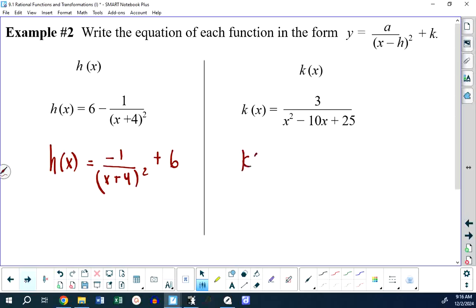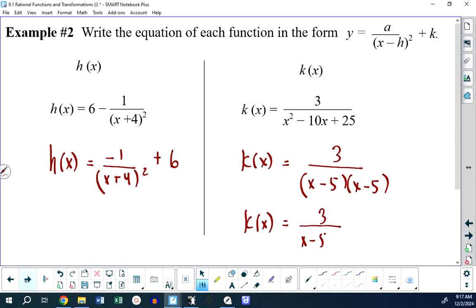For k of x, we can recognize that this denominator happens to factor into x minus 5, which is x minus 5 squared. And that means that if you start with y equals 1 over x squared, k of x is 1 over x squared stretched vertically by a factor of 3 and then shifted 5 units to the right. In other words, a is 3 and h is 5. Any questions with example 2?